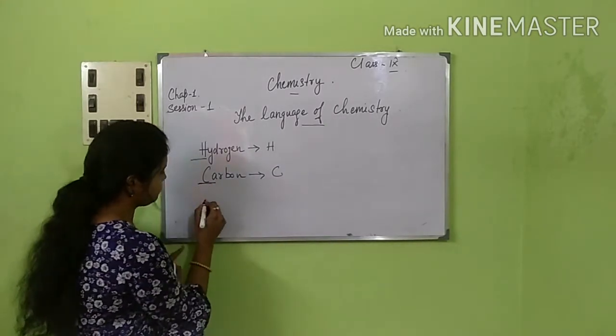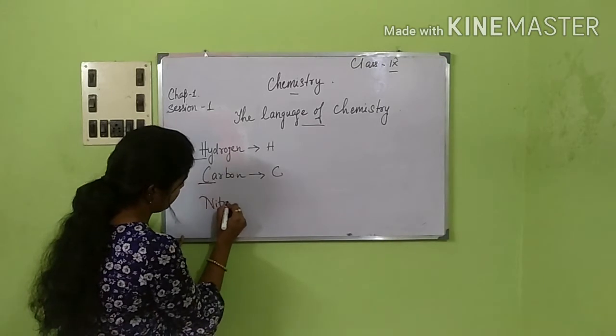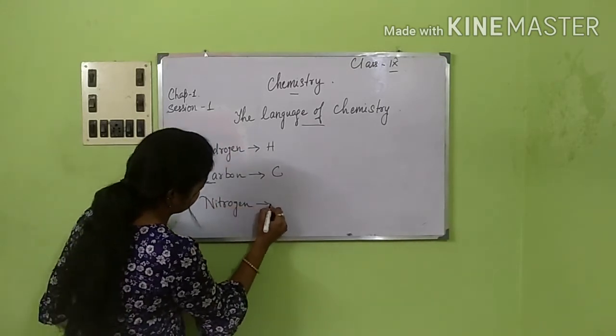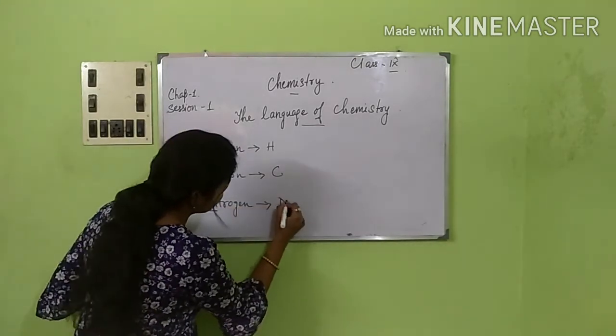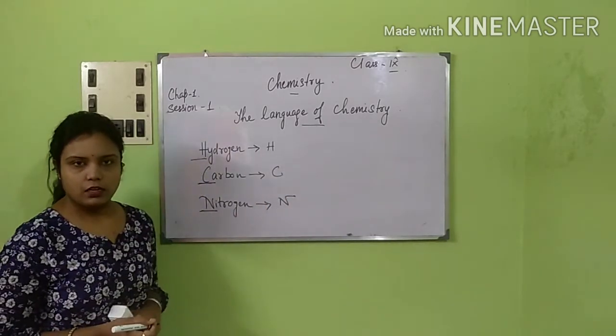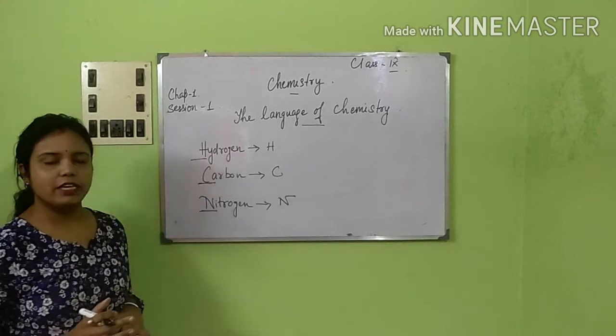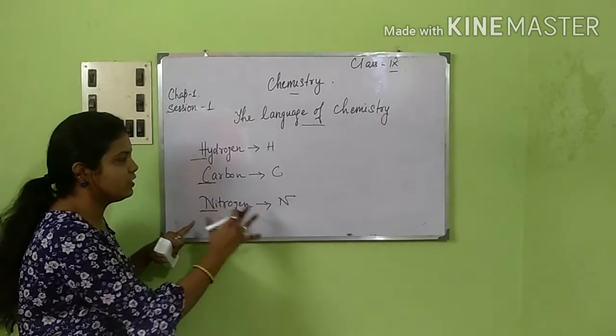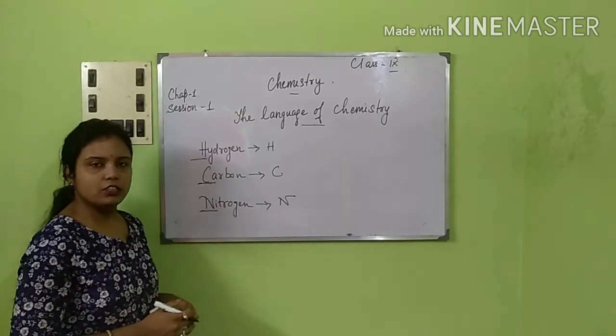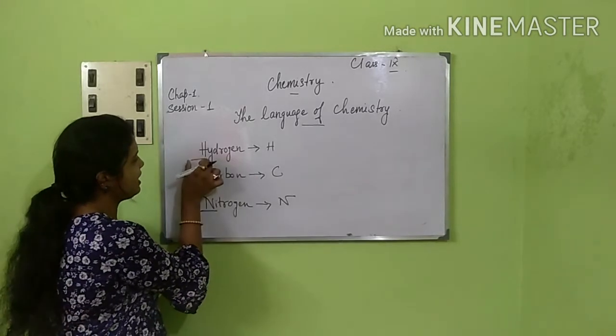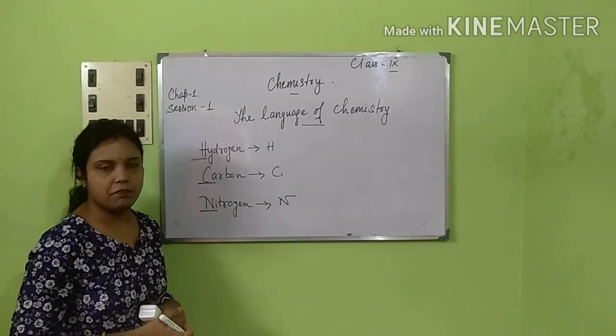Next, nitrogen. Its name starts with N, so nitrogen is N. This is how Berzelius made the symbols of these elements, just by taking the first letter of their names.